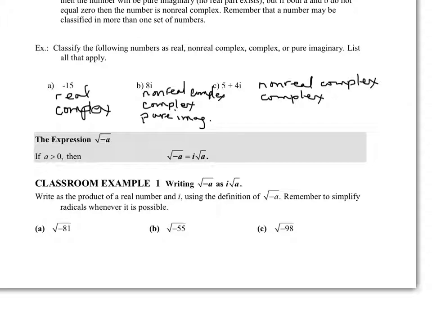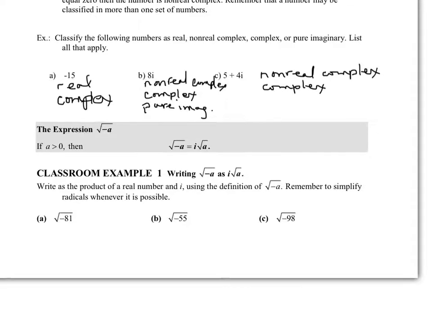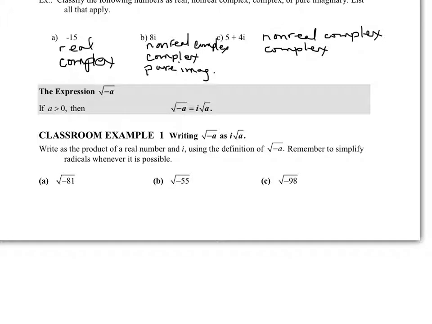Now, on something like A, where the value is the square root of negative 81, remember, I can rewrite this as the square root of negative 1 times the square root of 81. As long as I have something under the radical, I can rewrite it as a product that would be equivalent to whatever that original number is under the radical. Negative 1 times 81 is the same as negative 81.